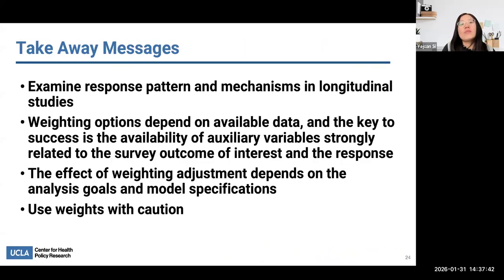So the takeaway messages of this presentation are mainly about why we use weights, how to construct weights, and how to use weights. We should start by checking the response pattern and the response mechanisms, whether they are monotone or intermittent. Do we assume missing at random? Is that reasonable? Do we have highly correlated predictors or auxiliary variables?